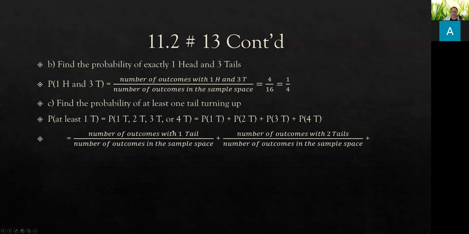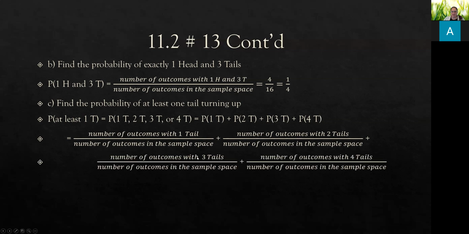So we get the number of outcomes with 1 tail out of the sample space plus the number of outcomes with 2 tails out of the sample space plus the number of outcomes with 3 tails out of the number of outcomes in the sample space, plus the number of outcomes with 4 tails out of the number of outcomes in the sample space. Right? And so we get 4/16 plus 6/16 plus 4/16 plus 1/16, and that gives me 15/16. Is that okay so far?